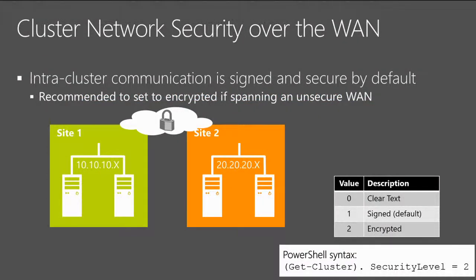Another thing I want to mention is that if you are stretching your clusters across insecure WANs, we have the ability to turn all the intra-cluster communication to be encrypted. It's signed by default, so it's secure, but we can also change it to be encrypted, so that if you are going across an insecure WAN and you're worried about someone sniffing the packets between the nodes, you can encrypt the packets between the nodes as well.